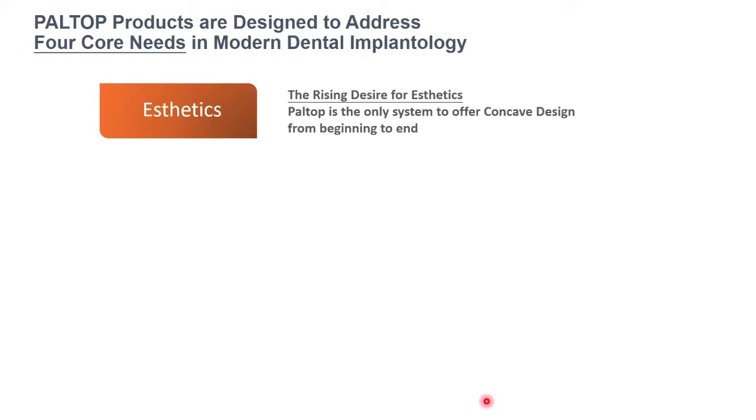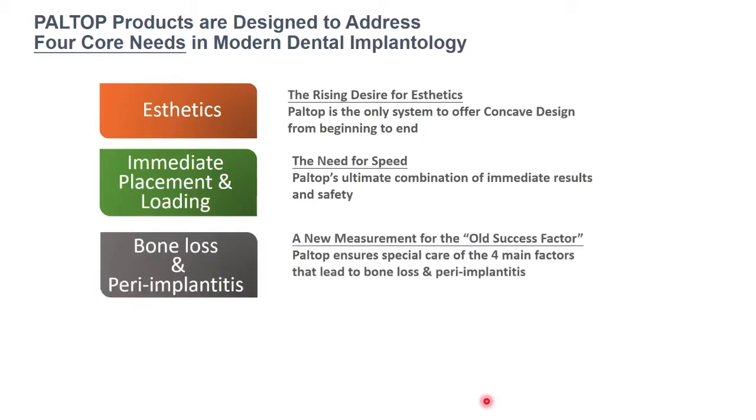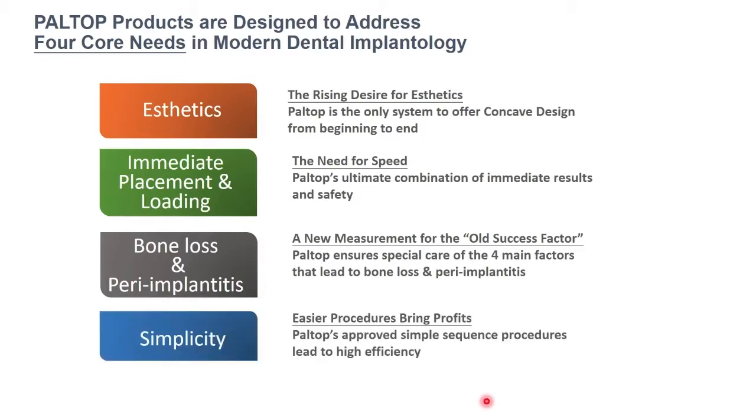And what are they? Number one, aesthetics, right? Aesthetics, that's important, at least in my practice. Number two, immediate placement and loading. Number three, prevention of bone loss and peri-implantitis. Number four, it needs to be simple, not overly complex, okay? Because I'm going to show you a lot of things that seem to be complex, but again, it's all behind the scenes. You want to do simple things in your office.